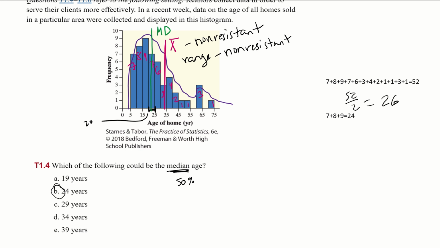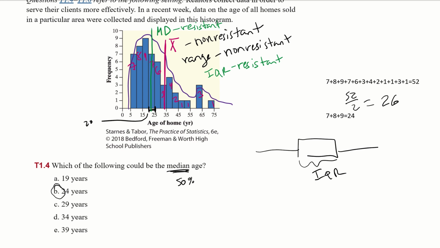However, the median is resistant, right? And so is the IQR. The IQR is also resistant. Because, if you recall, the IQR looks at the center of the data. It's the center 50% of the data.